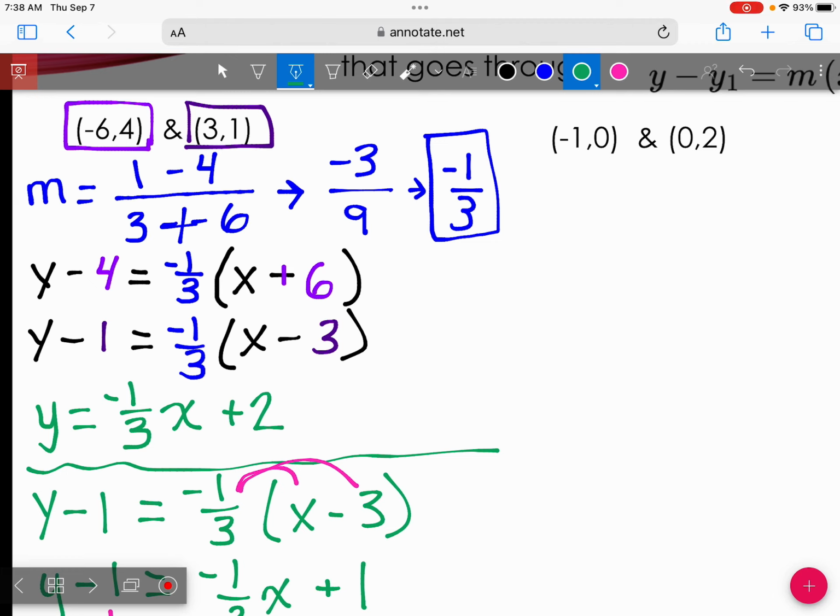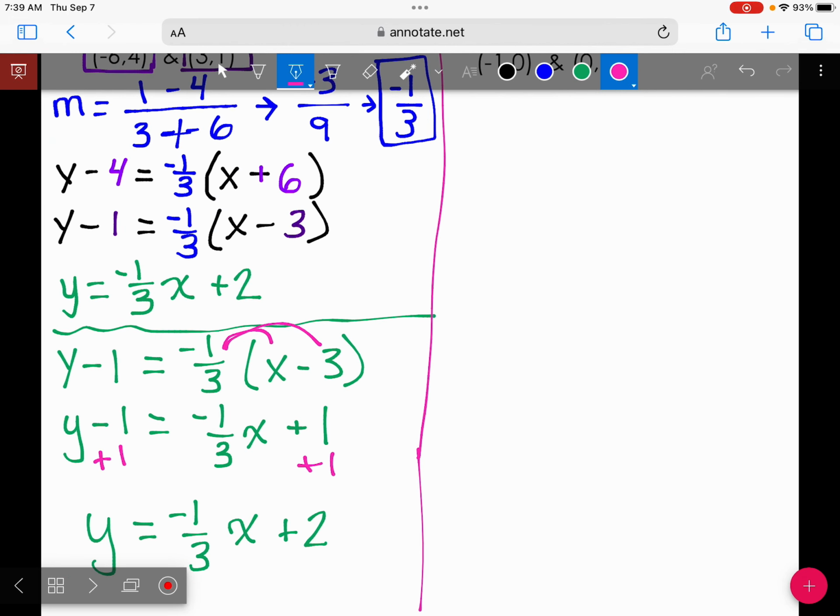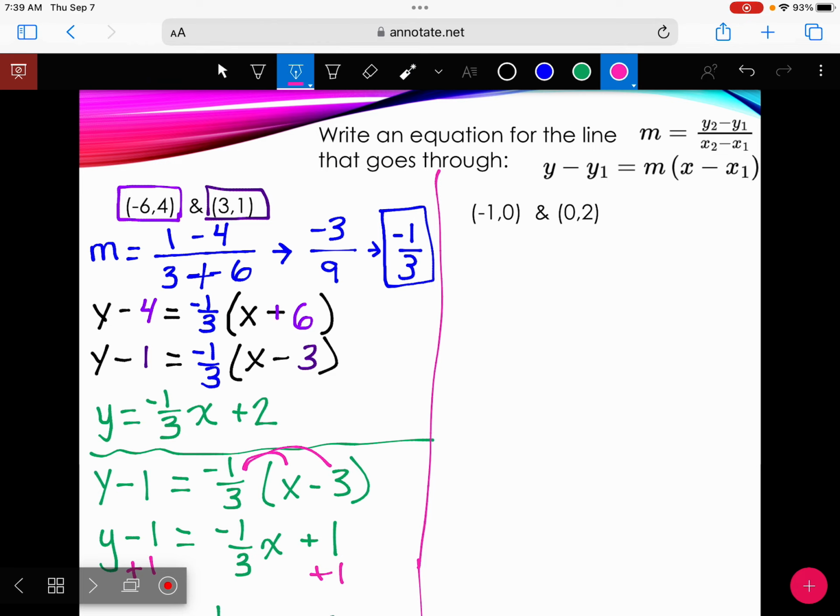So we found 3 different equations that go through both of these 2 points. We found 3 whole equations that do it. It's giving us a dividing line. So we're going to do the same thing for the other pair of points.